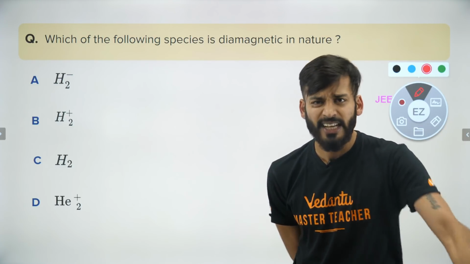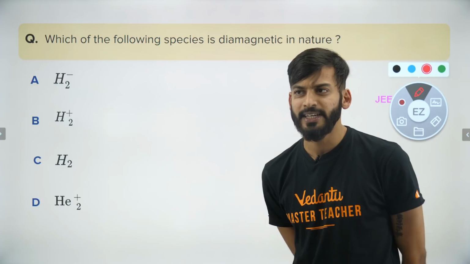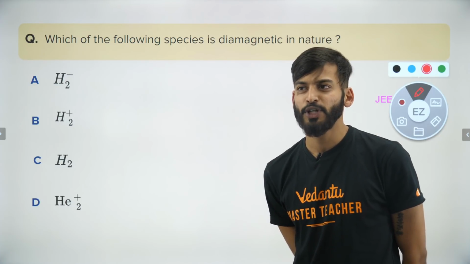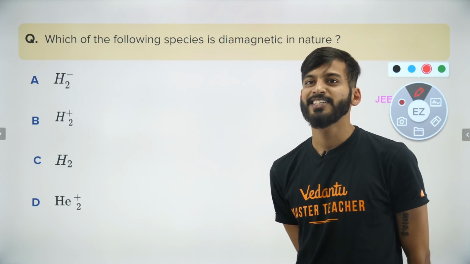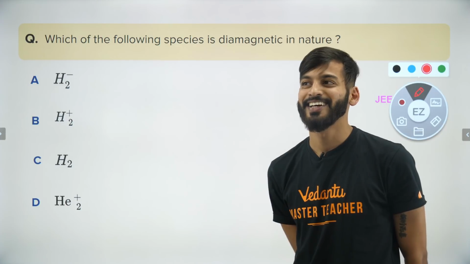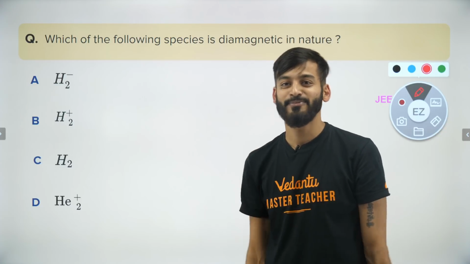All right. Do we need to use MOT? क्या हम MOT से करेंगे बार बार? I have given a trick here. You remember the trick? Guys, you remember the trick? Someone tell me in the comment box what you will do. You will just count the number of electrons. Very good. Very nice.